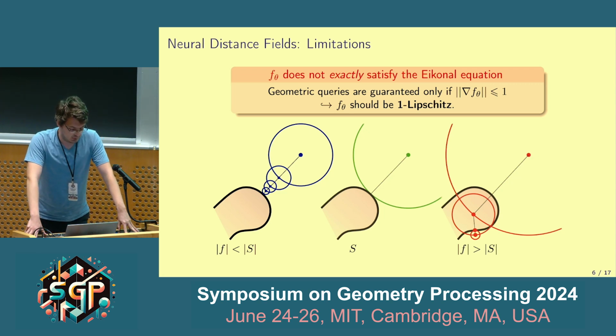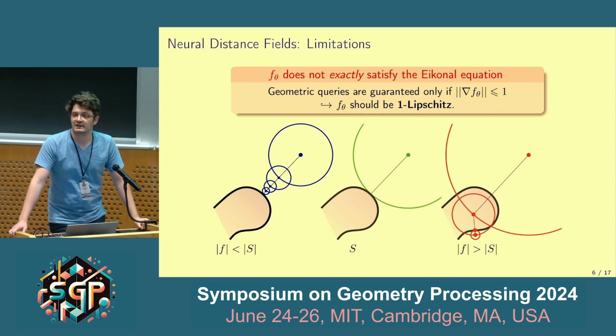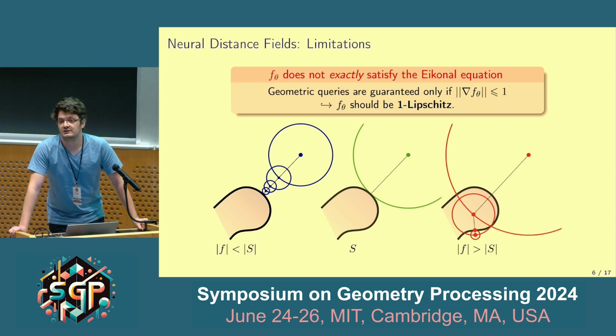And if the norm of the gradient is greater than 1, you overestimate the distance, and if you want to perform some geometrical queries on your objects, for instance here, a projection onto some level set, then you are not guaranteed to either converge or to converge to the correct result. So that's a problem. And in practice, if you want the query to be guaranteed to have the correct result, you want an underestimation of the true distance.